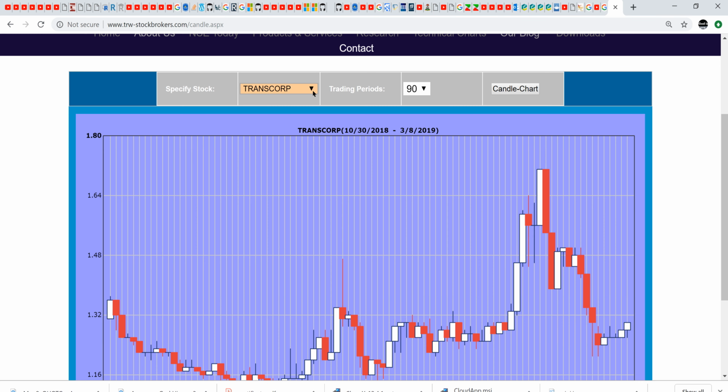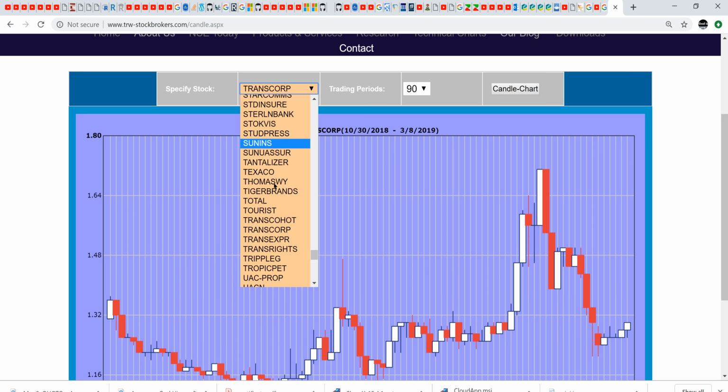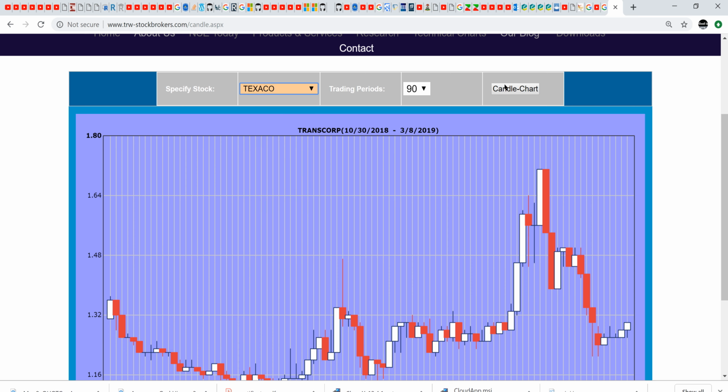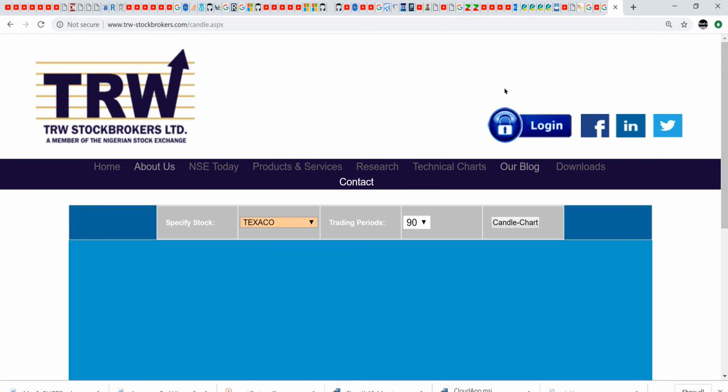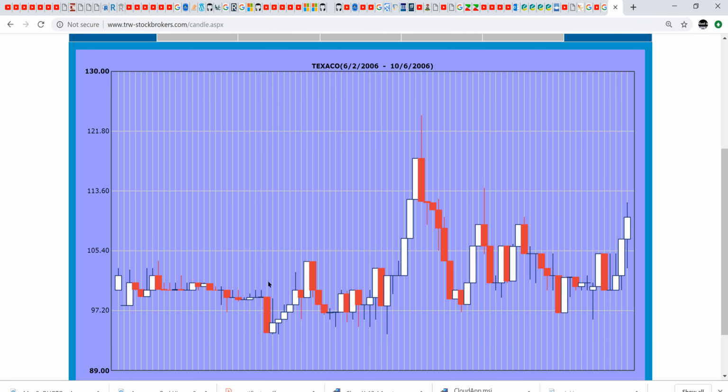And few other stocks as well. I want to pick things that are familiar in a way. Like Texaco is another share, another stock. Sorry, and you can see how the graph looks like, up and down, up and down. So if you can buy it when it is low and sell it when it is high, you're making profit.